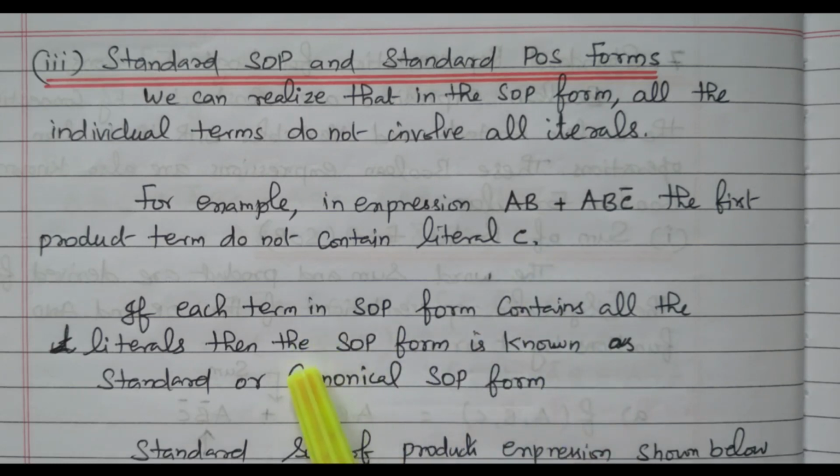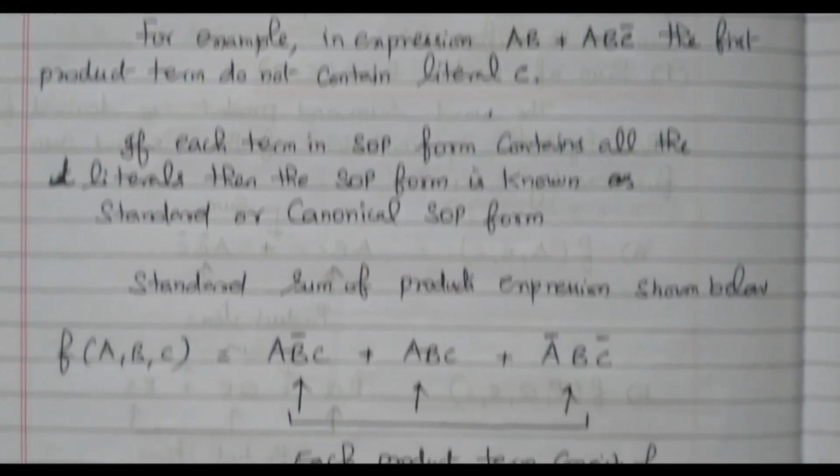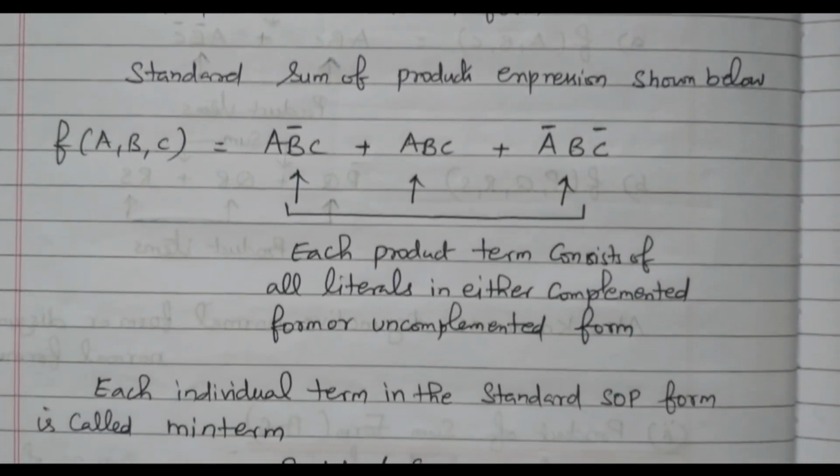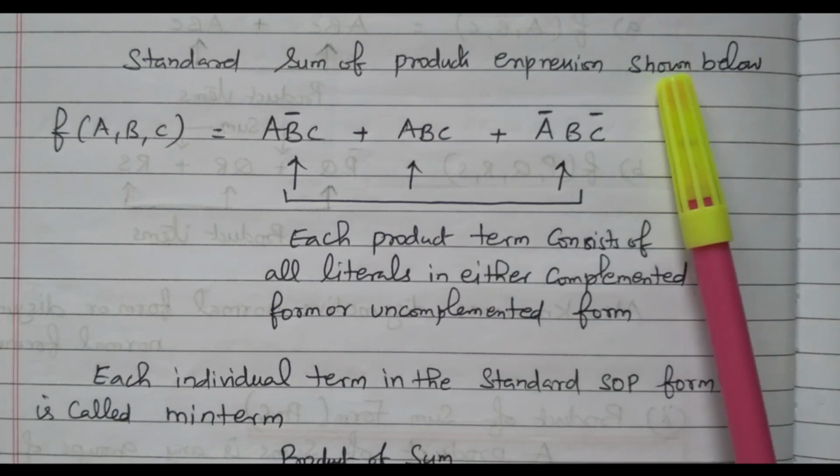How can we say that it is a standard form? All the product or sum terms should contain all the literals, right? Then only it is known as a standard or canonical SOP form. Now we'll see an example for that. So the standard sum of products is shown below, right?